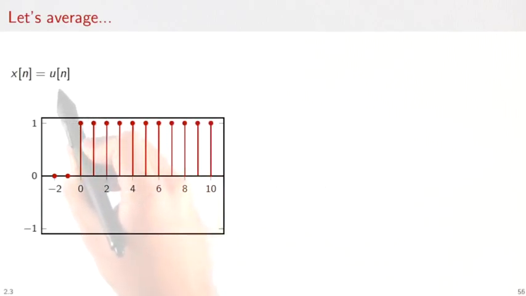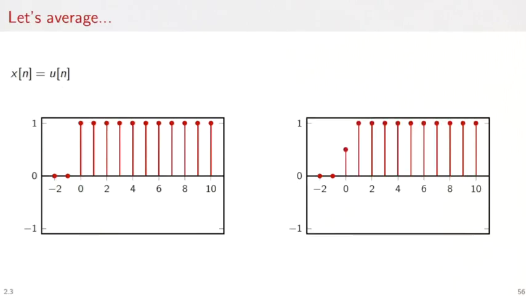Another typical signal is the step sequence, which is 0 for negative time and equal to 1 for n equal to 0 to infinity, denoted by u[n]. What will the moving average look like? For negative indices, it will be 0. For 0, it will be 1/2, because it's the average of 0 and 1. For 1, it is the average of 0 and 1, so it is equal to 1, and ever after, it is equal to the constant 1.